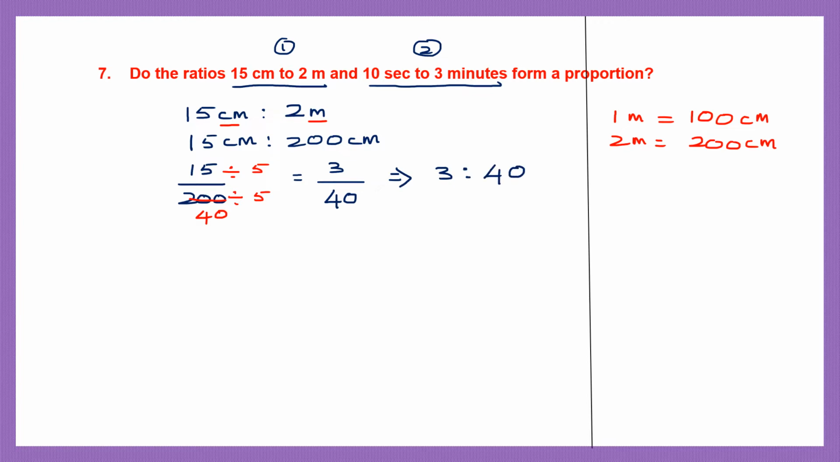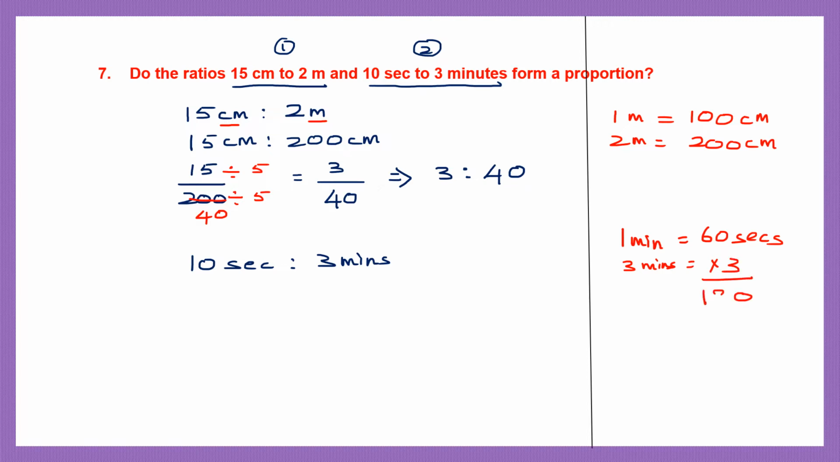Now I need to see if the second one also gives me 3 is to 40. So let me take the second ratio, 10 seconds is to 3 minutes. I'm going to convert the bigger unit, that is minutes, to seconds. It's always easier to convert the bigger unit. Now I know that 1 minute will have 60 seconds. Therefore, 3 minutes will have 60 into 3 seconds. 3 zeros are 0, 3 sixes are 18. So that is 180 seconds.